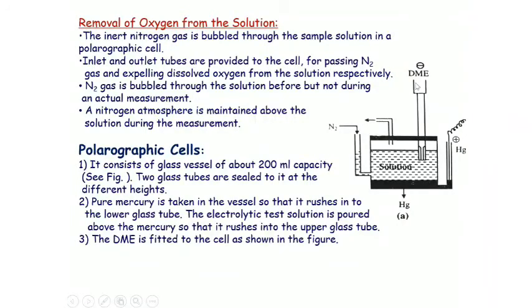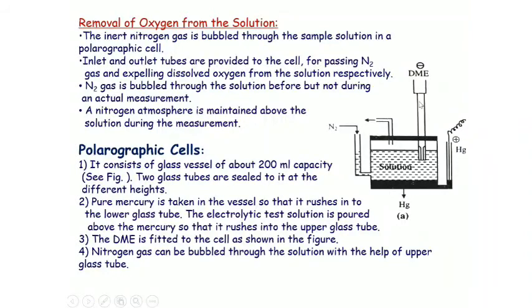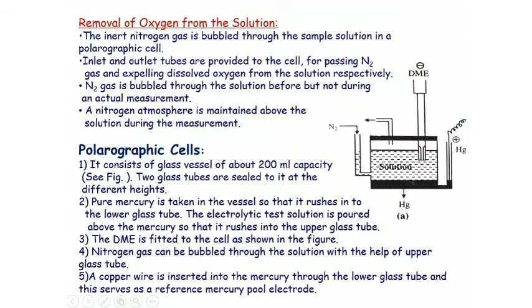Here DME is fitted to the cell. Before the measurement, nitrogen gas is bubbled through the solution and the dissolved oxygen which is present in the solution is expelled. Here copper wire is inserted into the lower glass tube which contains a pool of mercury so that electrode acts as an anode.